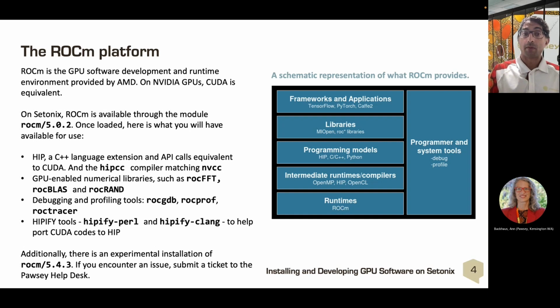And there's also HIPIFY tools. These are meant to allow porting of CUDA code to HIP. They're HIPIFY Perl and HIPIFY Clang to help port CUDA codes. All of these sort of sit on top of the ROCm runtime. And we not only have one ROCm version on Setonix, we actually have two. There's an additional one, which is 5.4.3, a later version, but it's an experimental installation. And there will be a mix of versions of ROCm available on Setonix as you go forward, but we will definitely indicate which one is stable and which one is development.